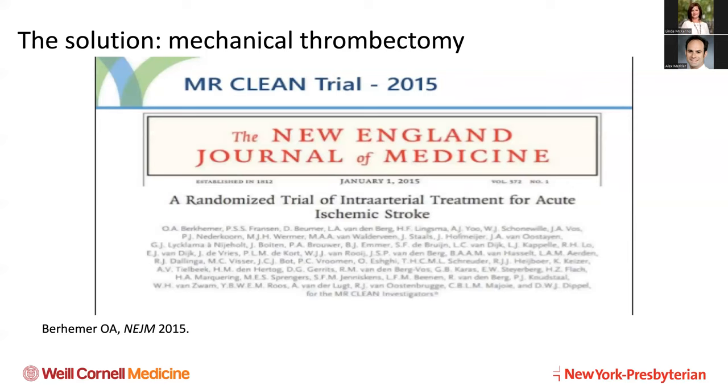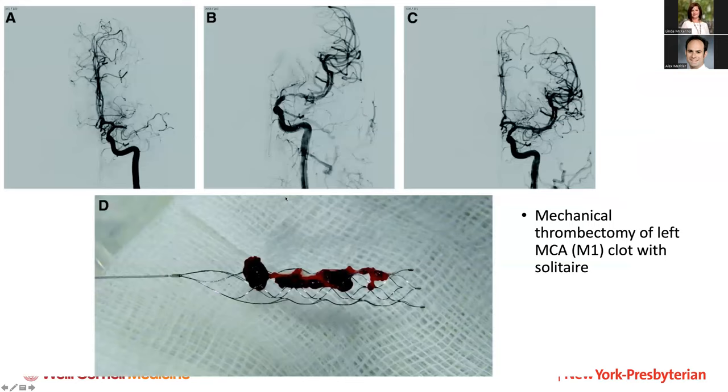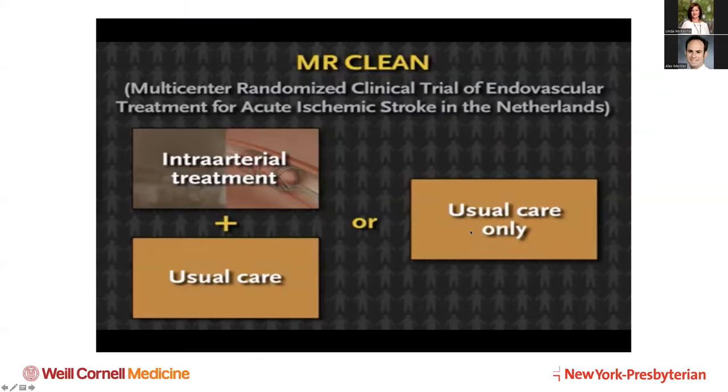And so the first trial that showed that mechanical thrombectomy was efficacious for stroke was the MR CLEAN trial that was performed in the Netherlands. And this was published in 2015. They basically took patients who had something called a large vessel occlusion, which means that there was an occlusion of one of the major arteries of the brain, the internal carotid in the head, the middle cerebral or the anterior cerebral artery. And they randomized patients to usual care, which was TPA or medical management, versus usual care plus intra-arterial therapy, which for most patients was mechanical thrombectomy.